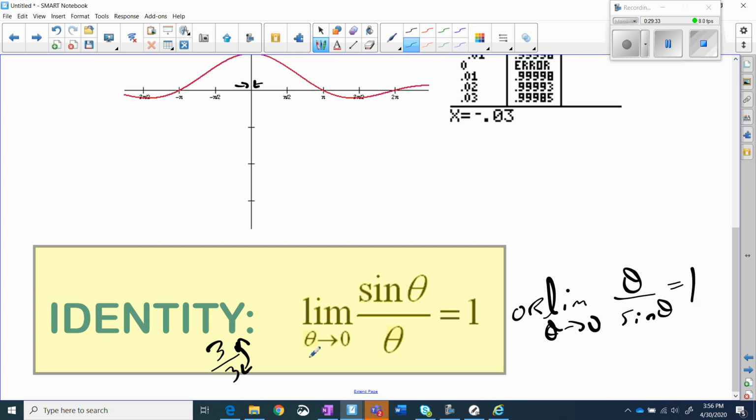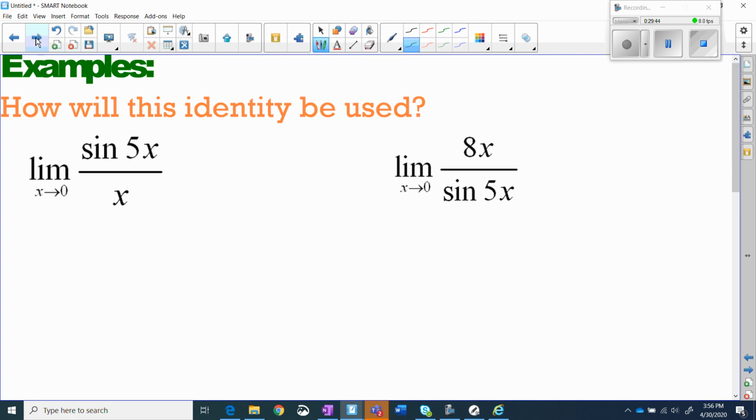Again, it's just because of this whole idea. The only way to get 1 is to have two things that are equivalent to each other. And if you flip that, take the reciprocal, it's still going to divide out to give you a 1. All right, so how does this work? Well, here's our first example.